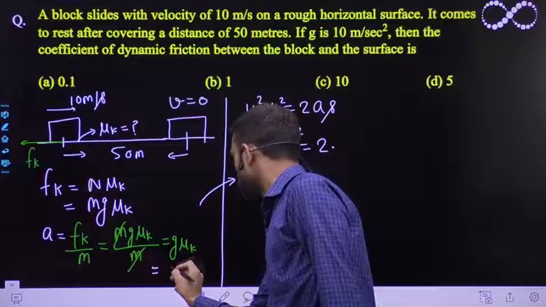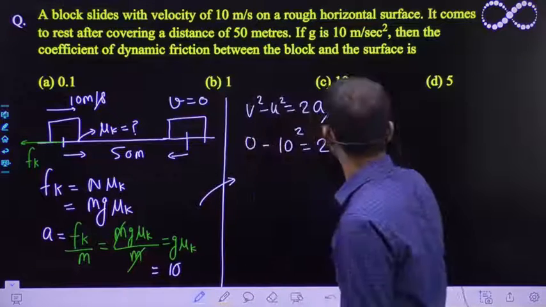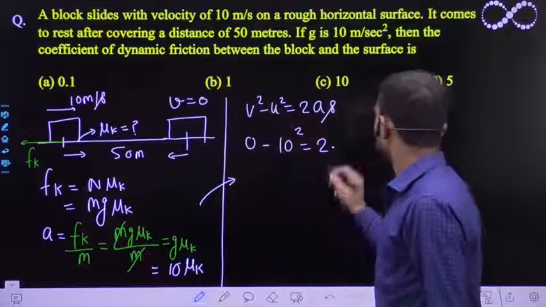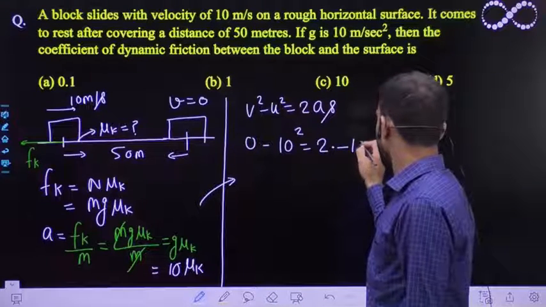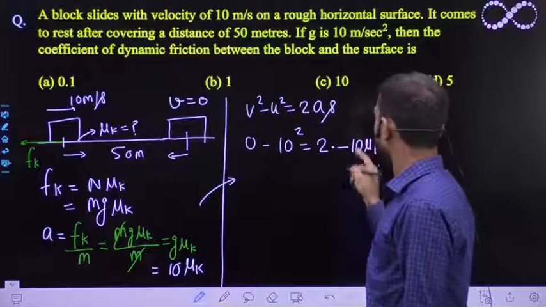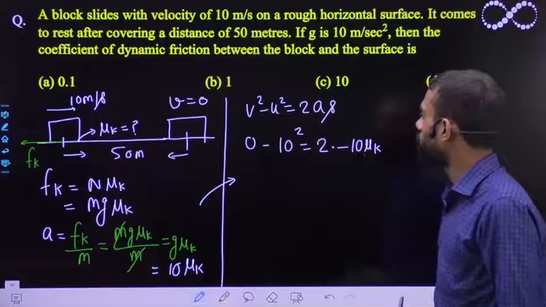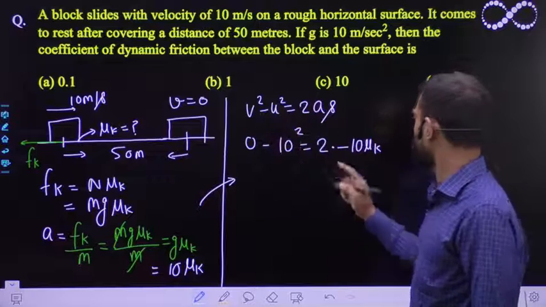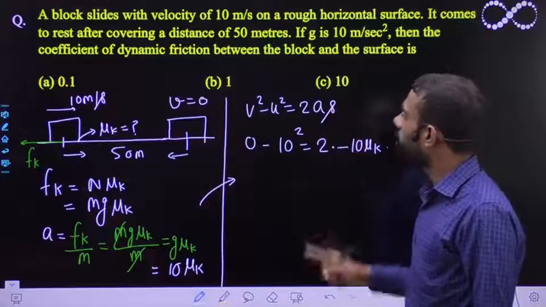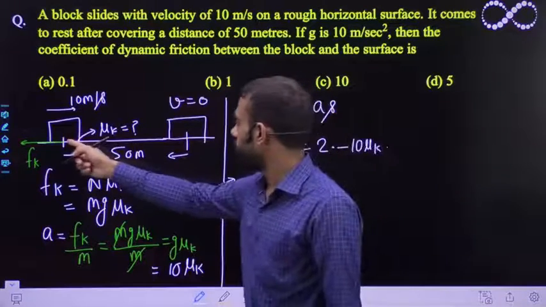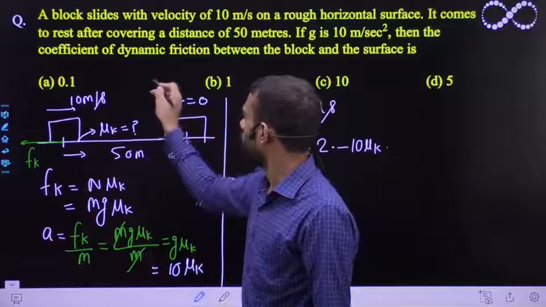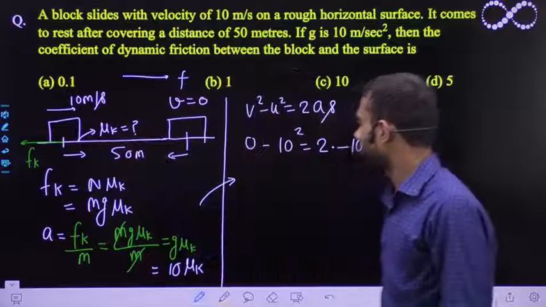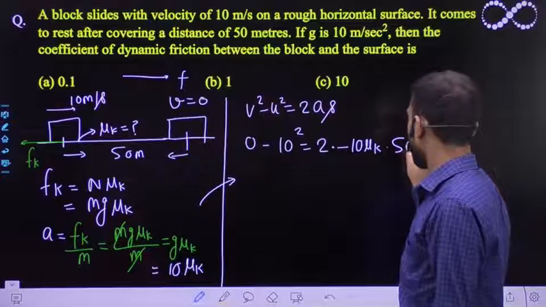The value of g is 10, given in the question, so acceleration is minus 10 mu k, because I have to write everything in vector form. Acceleration in the backward direction will be negative. The s is the displacement, which is in the rightward direction. I have taken the rightward direction as positive and the backward direction as negative, so the displacement will be positive, 50.